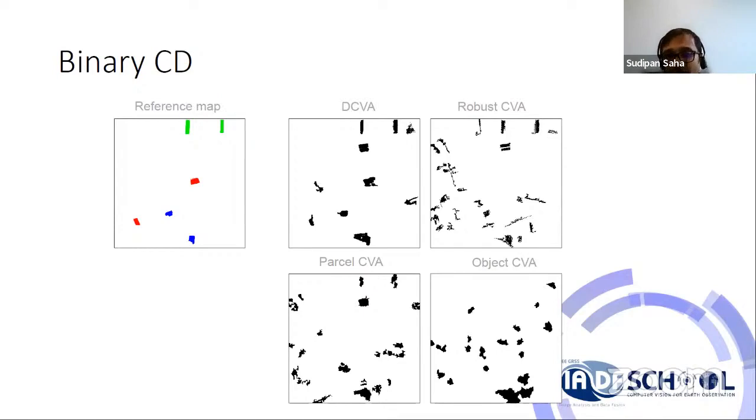This became much more convenient with the availability of deep networks. In many cases, even a network which has not been trained on remote sensing images, like a network which has been trained on ImageNet, also captures the object shape quite well for remote sensing images.